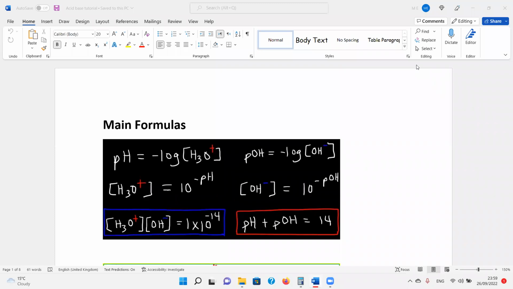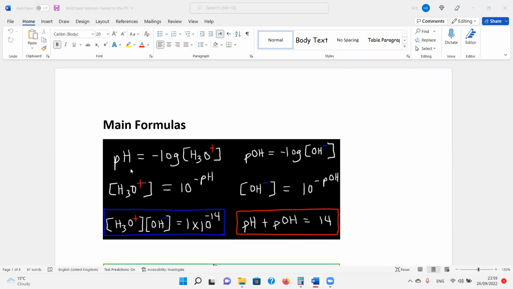Okay, so welcome to this session about acids and bases, and specifically some questions about weak acids and how to solve the related questions. To start with, let's just revise the main formulas that we have been studying so far.